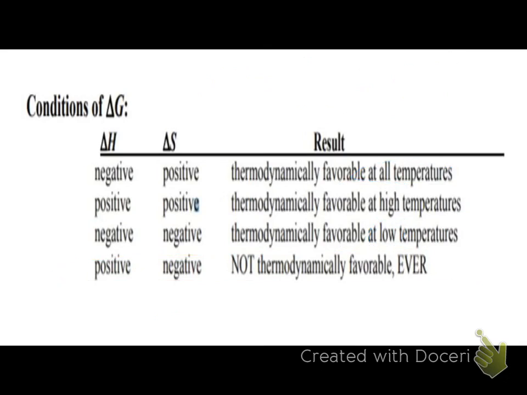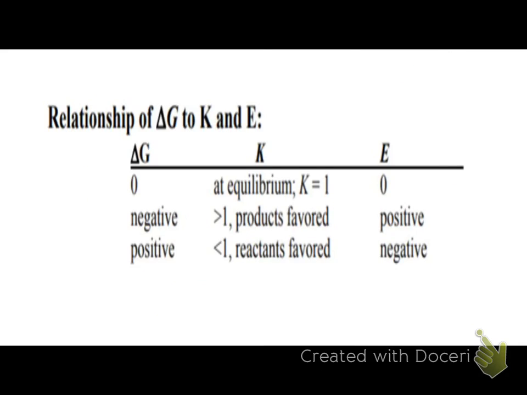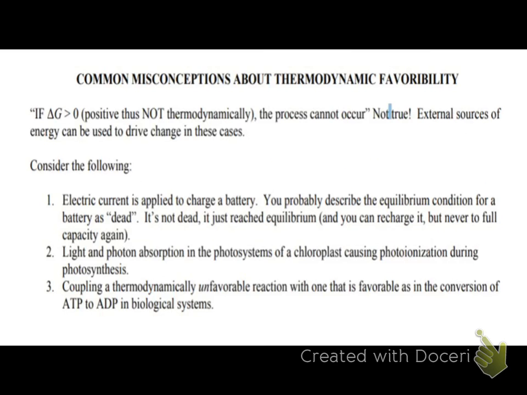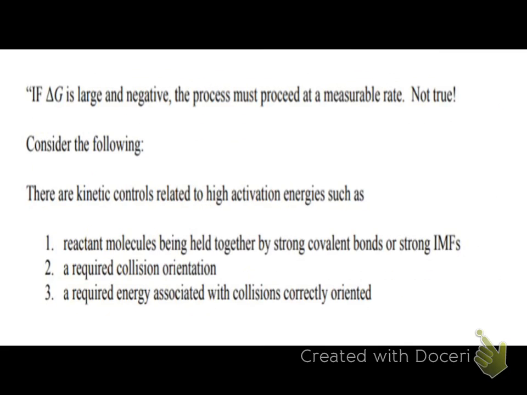Okay. The rest of this is the relationship between delta G, K, and E. That will be important when you get to the AP exam, because those things all go together. But for our unit test, like I said, I'm not going to show any E cell because we haven't learned what it is yet. And here are some common misconceptions that I'm going to let you read through because you are all good readers.